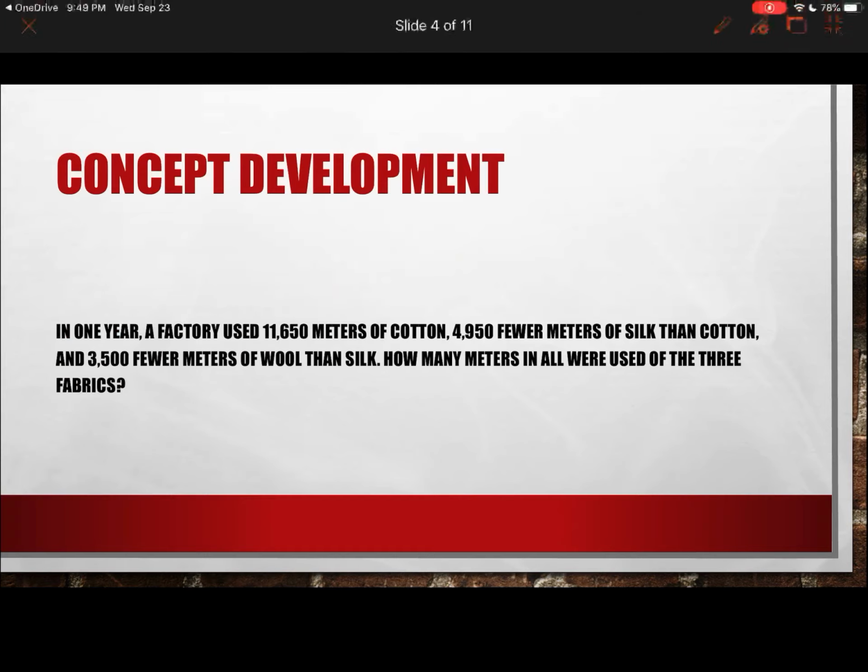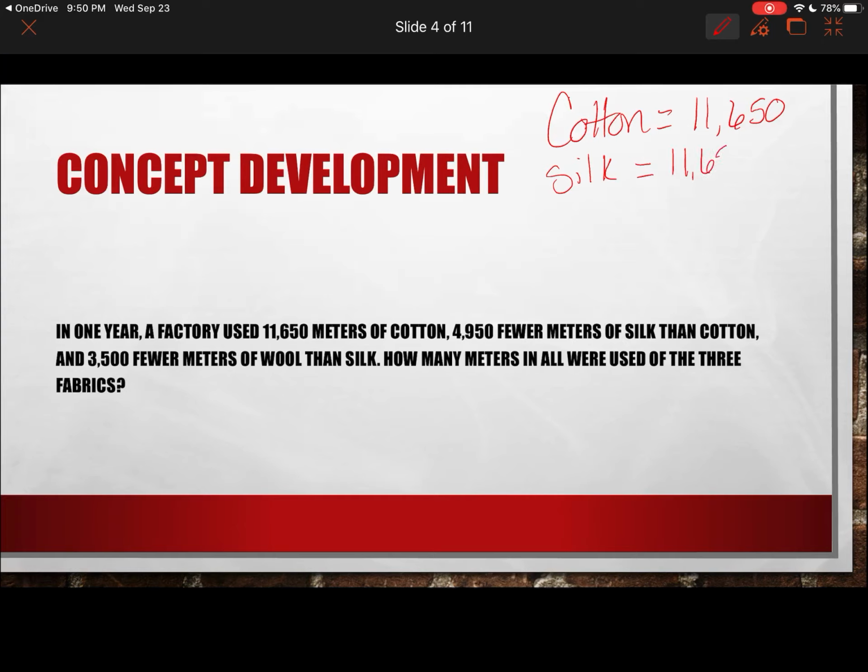So the information that we know is that cotton was 11,650. We know that silk is 4,950 fewer than cotton. So that's going to be 11,650 minus the 4,950. And wool is going to be whatever silk is minus 3,500. So before we can even figure out wool, we need to figure out silk.